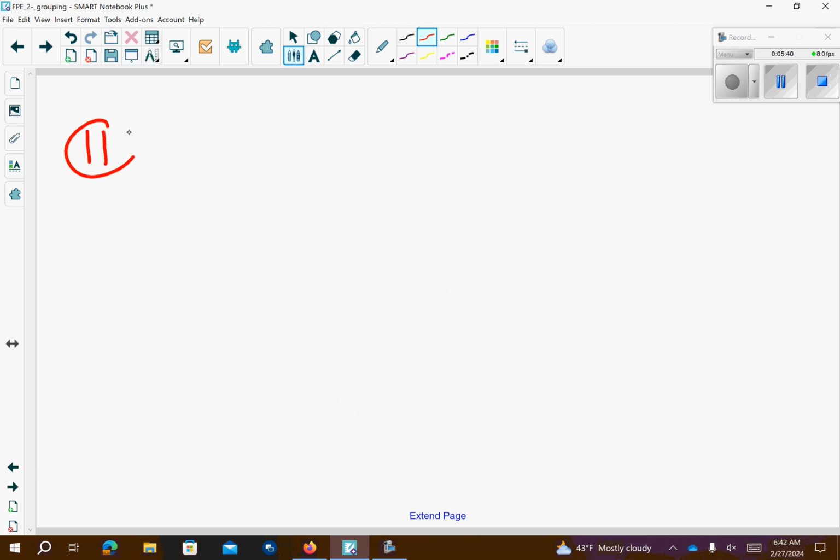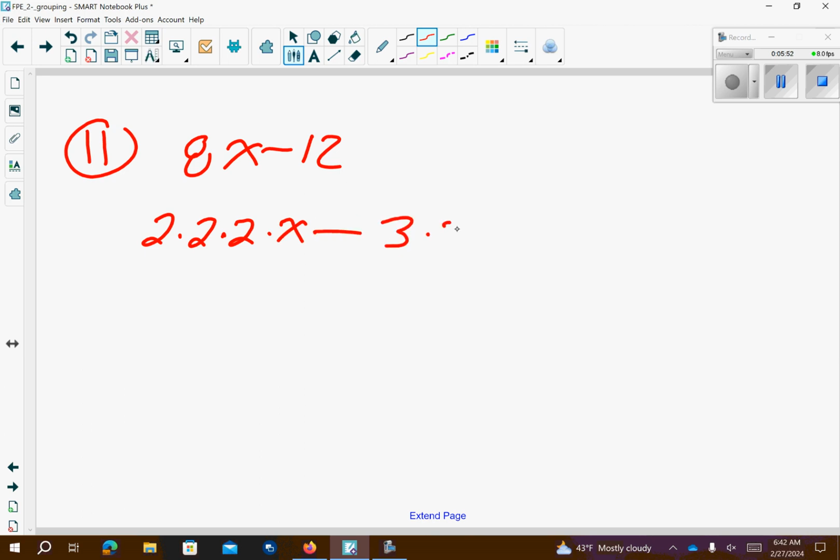Problem number 11, I get 8x minus 12. Let's break 8 down. 8 is 2 times 4. 4 is 2 times 2 times x. And then 12 is 3 times 4. 4 is 2 times 2. Let's see what we have in common.